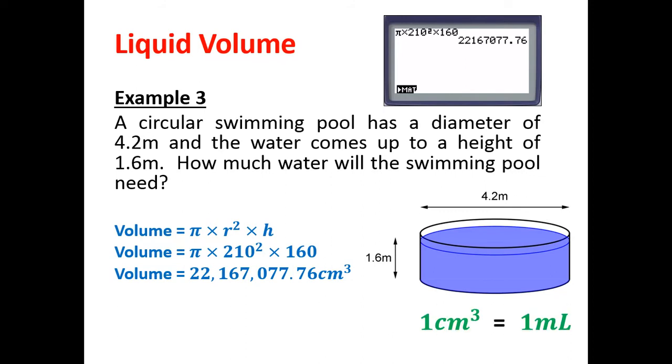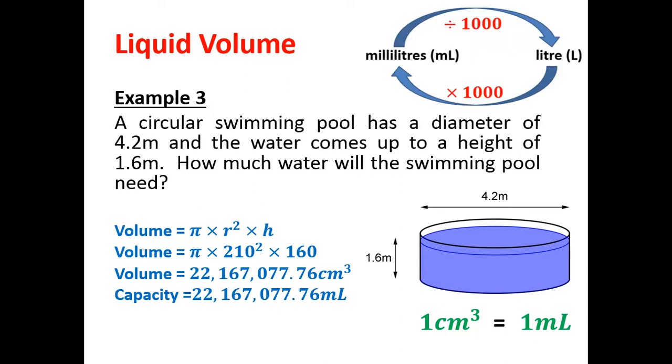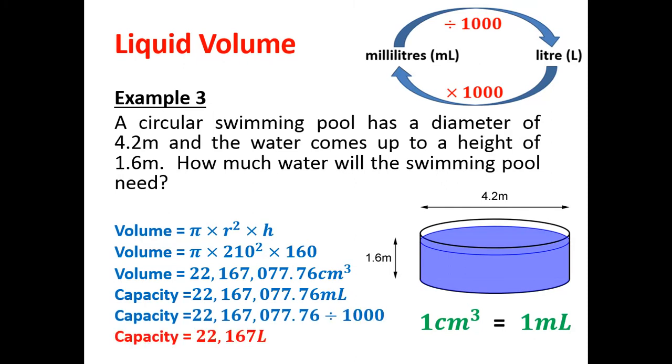We remember that 1 centimetre cubed is 1 millilitre of liquid, so that means this has a capacity of 22,167,077.76 millilitres. Finally, we're going to divide by 1,000 to change millilitres into litres, so dividing by 1,000 gives 22,167 litres of water in the swimming pool.